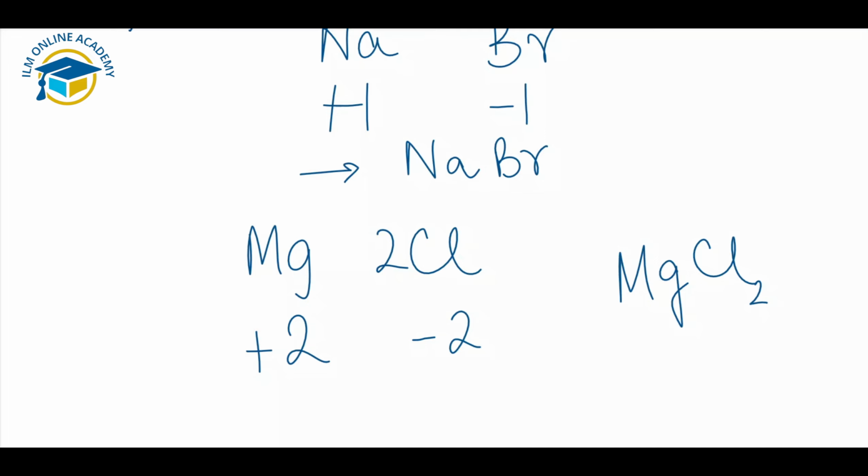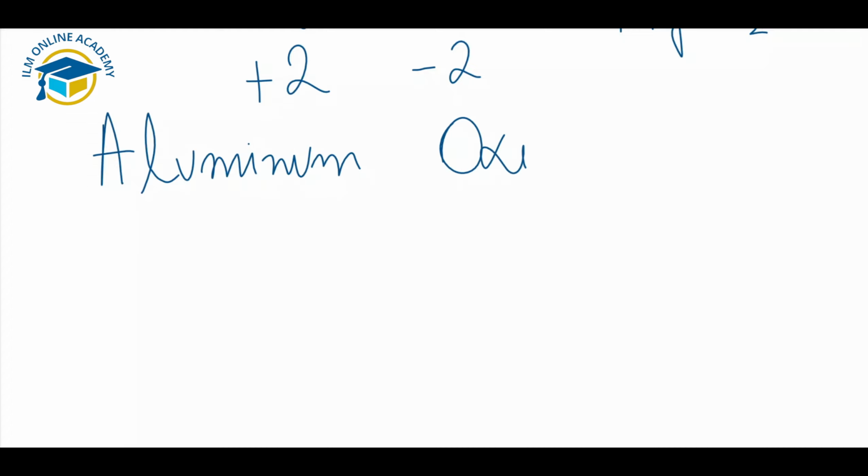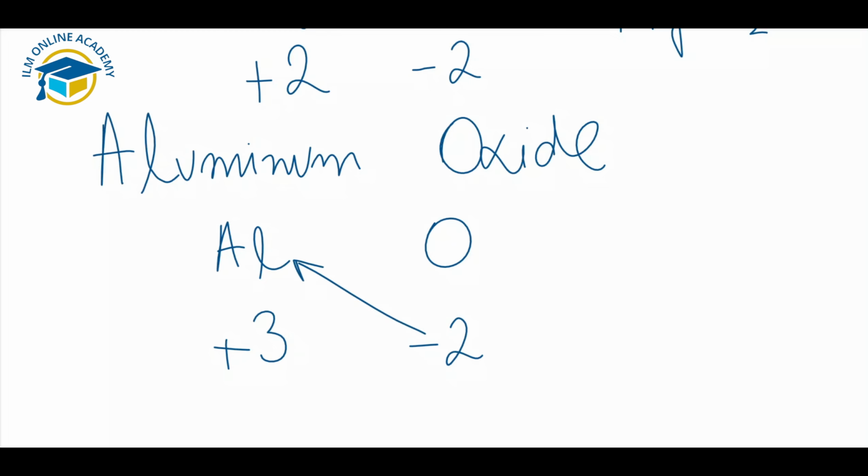So you can work out the formula of different compounds, for example aluminum oxide. First you write the symbols. The symbol for aluminum is Al and for oxygen is O. Then you write the charges present on them. Aluminum has a +3 charge, and oxygen has -2. After cross multiplying, we get Al2O3. That is the formula for aluminum oxide.